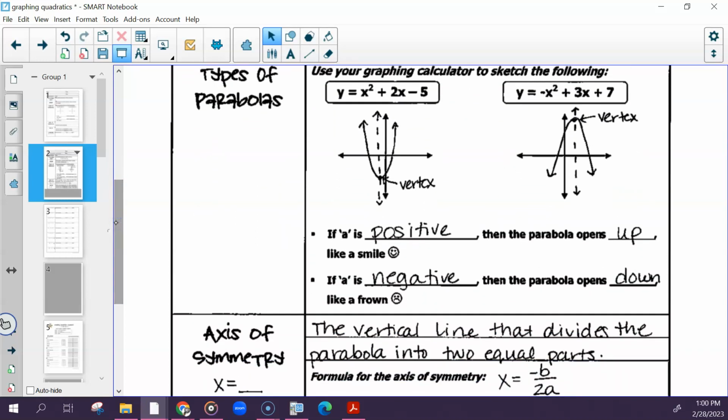And then some things to keep in mind as we start to graph them. When you're looking at your a value, the number in front of x squared, if it's positive, your parabola, your U, is going to face up. When it's negative, it's going to face down.